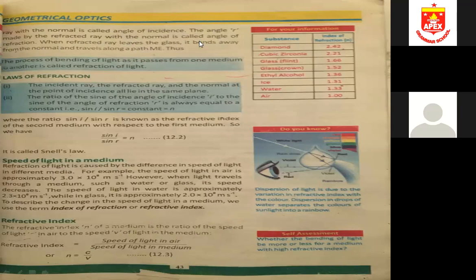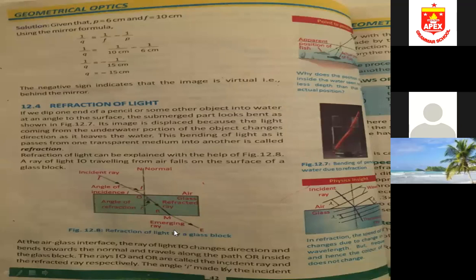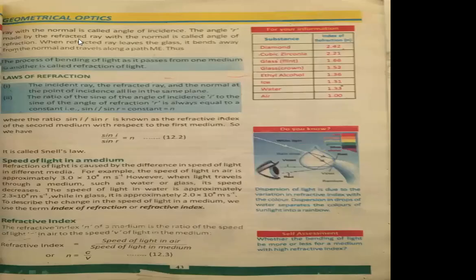When the refracted ray leaves the glass, it bends away from the normal and travels along the path ME. As you can see, when it leaves the glass medium, it bends away from the normal. This is called the emerging ray. The definition of refraction of light: the process of bending of light as it passes from one medium to another is called refraction of light.